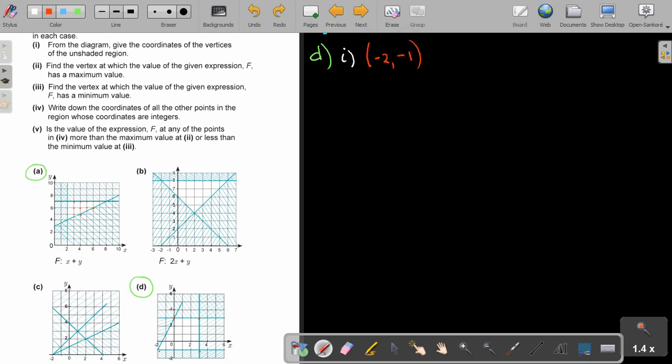Okay, the next one will be 0 and 3. The next one will be 3 and 3. And the next one will be 3 and -1. Let's just see, 3 and -1. Okay, and now we're going to move on to the second one.